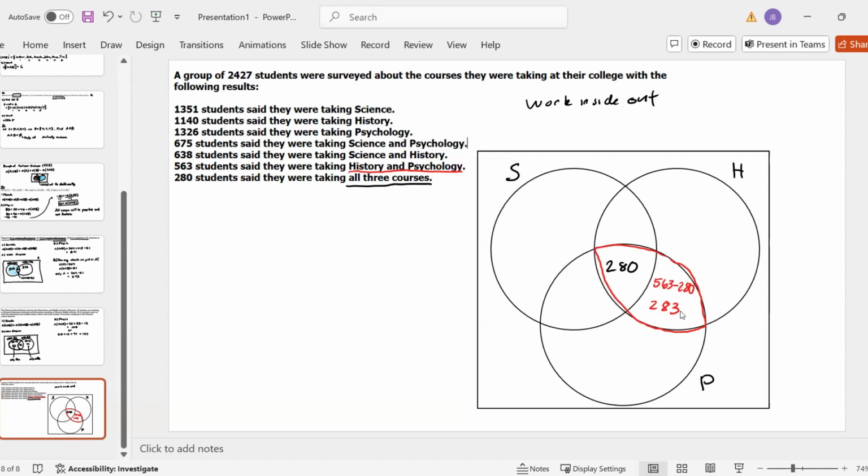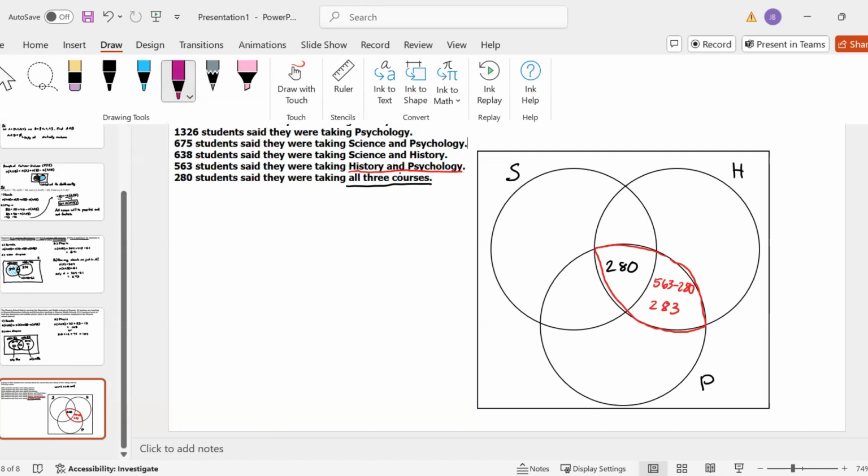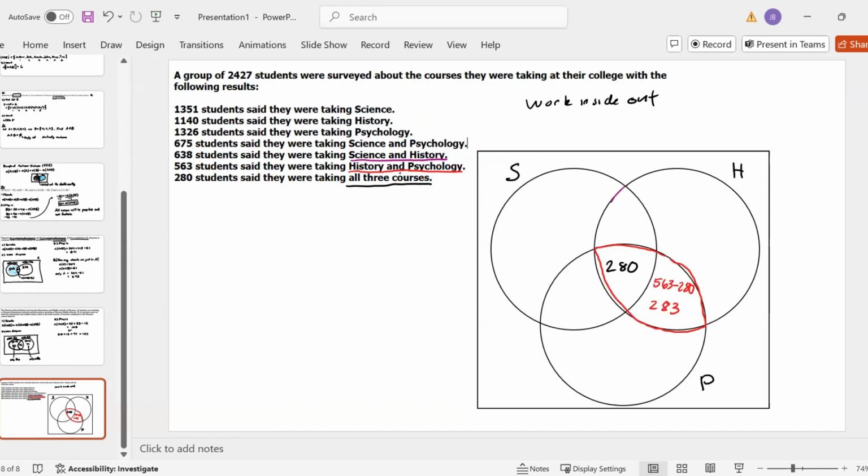Okay. And then they tell me the next one is science and history. So that's going to be this one right here. So I know that 638 students took science and history, but I have to subtract out the 280 that took both. And so if I subtract those two, I end up getting 358.